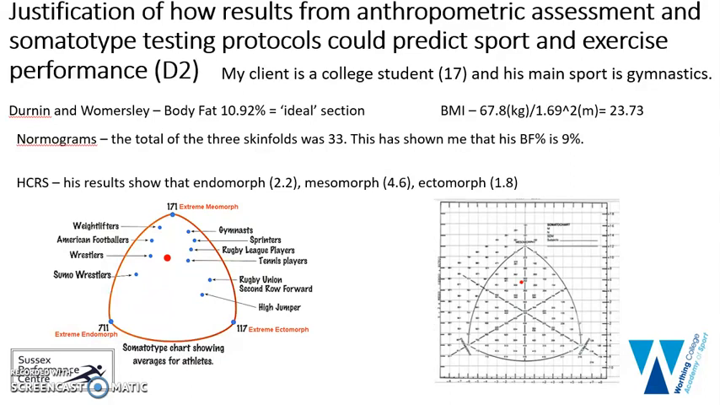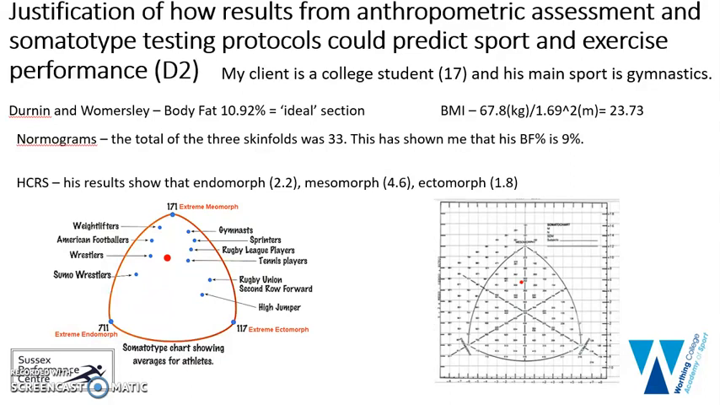His BMI showed me 23.73. He's in the healthy section once again, which is good. He's closer to overweight than underweight, so this is something he might want to work on. However, as he's a gymnast, it is likely that his muscles are responsible for most of his weight and not fat. But he's a college student, so he could lose more weight and gain more muscle.